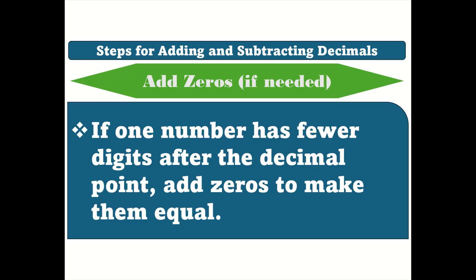Steps for adding and subtracting decimals. Add zeros, if needed. If one number has fewer digits after the decimal point, add zeros to make them equal.